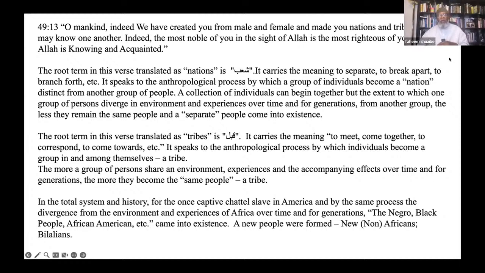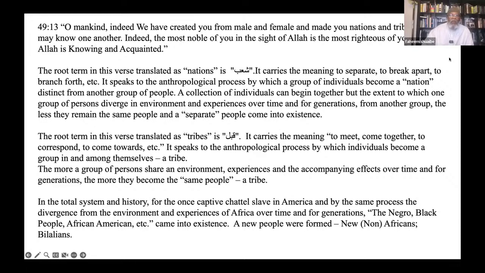Okay, so the root term in the Arabic in this verse, translated as nations, is sha'aba. That's from sha'aba, also the root of my dad's name. Shuaibe is also connected with the same root. It carries the meaning of to separate, to break apart, to branch forth, etc.